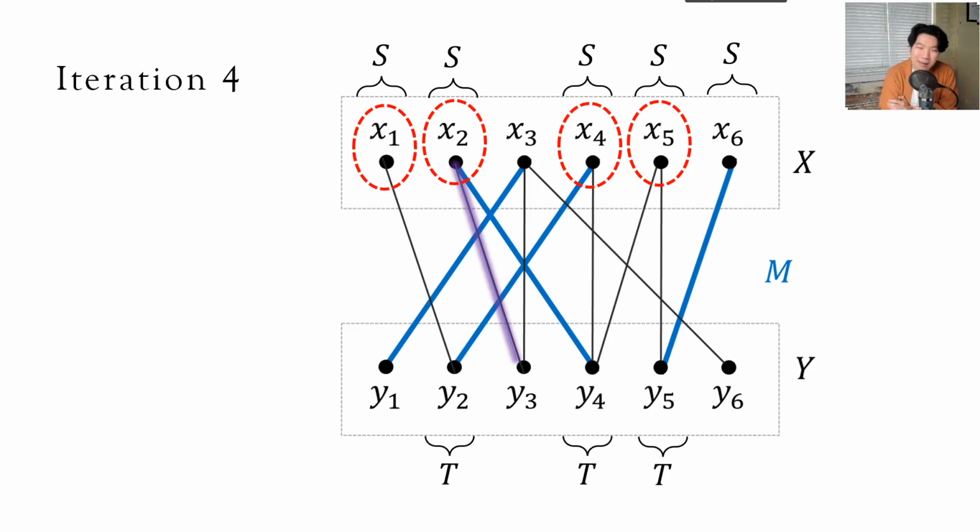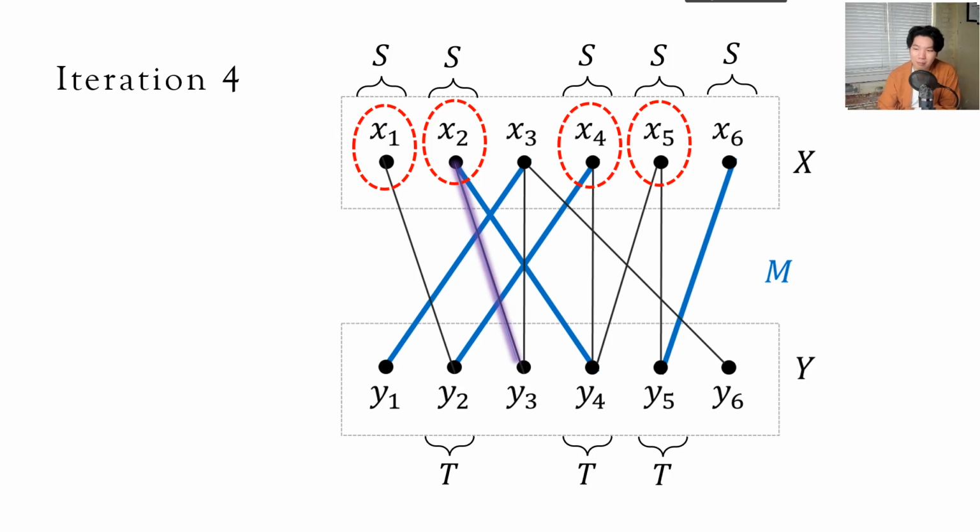Is y3 saturated by M? Well, let's see, y3. y3 is not incident to any edge of my matching. Since y3 is not incident to any edge of my matching, first off, I cannot add it to T. T was reserved for those that were saturated.